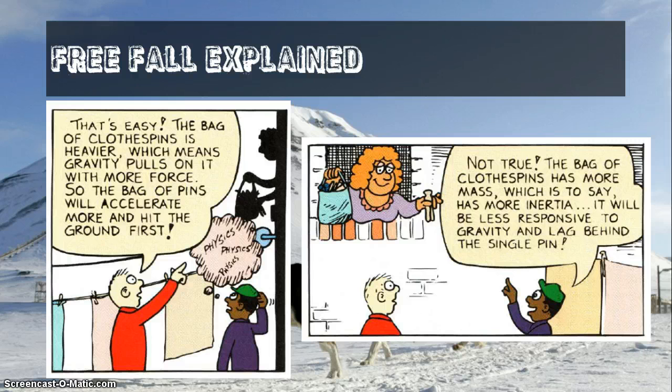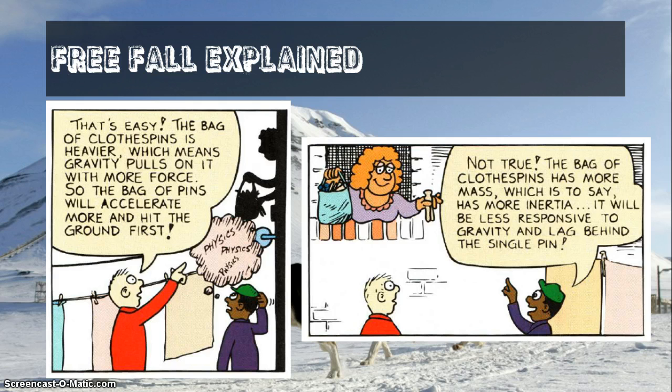So the character wearing red says, that's easy. The bag of clothespins is heavier, which means the gravity pulls on it with more force. So the bag of pins will accelerate more because it's being pulled more. It's going to hit the ground first. But the other boy wearing purple says, not true. The bag of clothespins has more mass, which means it has more inertia. It's going to be harder to move, less responsive to gravity, and it's going to lag behind the single pin.